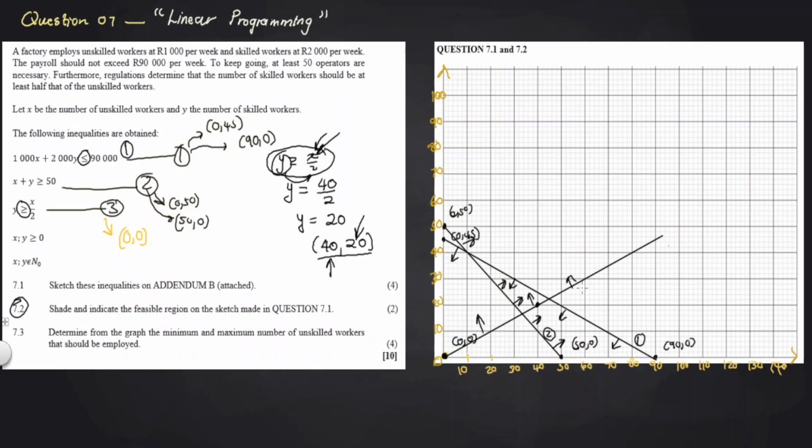Now, how do you identify your feasible region again? The feasible region is that region or that area where all of the lines are shading into.